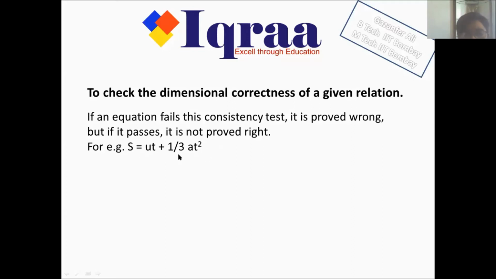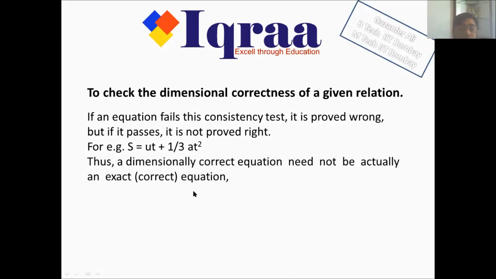So this equation passes the consistency test, but this equation is not right, because we know from our previous knowledge that S is ut plus half at square and not 1 by 3 at square. So what we can say is that the dimensional equation has to first pass this consistency test. If it is proved wrong, that means the equation is 100% wrong. But even if it passes the consistency test, it doesn't mean it is 100% right.